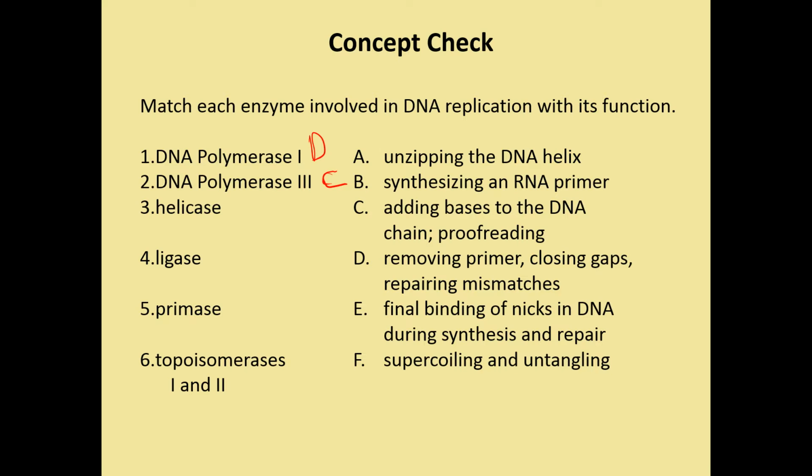DNA helicase. Its job is to unzip the double-stranded DNA helix, so you have two strands of single-stranded DNA. Ligase is involved in the final binding of nicks in DNA during its synthesis. Primase synthesizes an RNA primer. And then the supercoiling and untangling of DNA, that's the job of your topoisomerases.